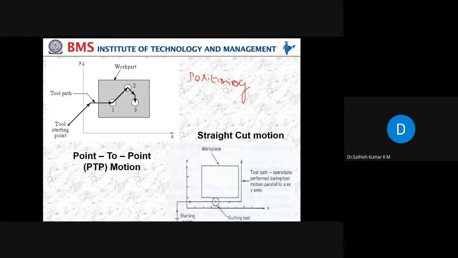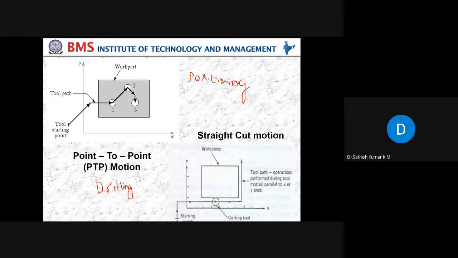Now you know very clearly the type of operation which requires this PTP motion is drilling. All drilling related operations, because you are going to carry out the drilling at a particular position, are going to be done by using what is called PTP motion. Drilling, reaming, counterboring, countersinking, all types of tapping, boring, all those operations are going to be done by using the PTP motion.